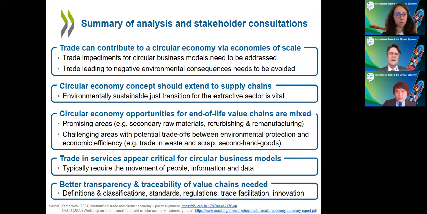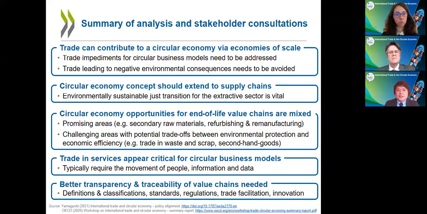Next slide, please. So as a summary of this analysis, and also through stakeholder consultations, we see that trade can contribute to a circular economy via economies of scale for materials to be better used. And therefore, trade impediments for circular economy business models need to be addressed. But at the same time, trade leading to negative environmental consequences really needs to be avoided. And striking the right balance here is really what we're talking about.